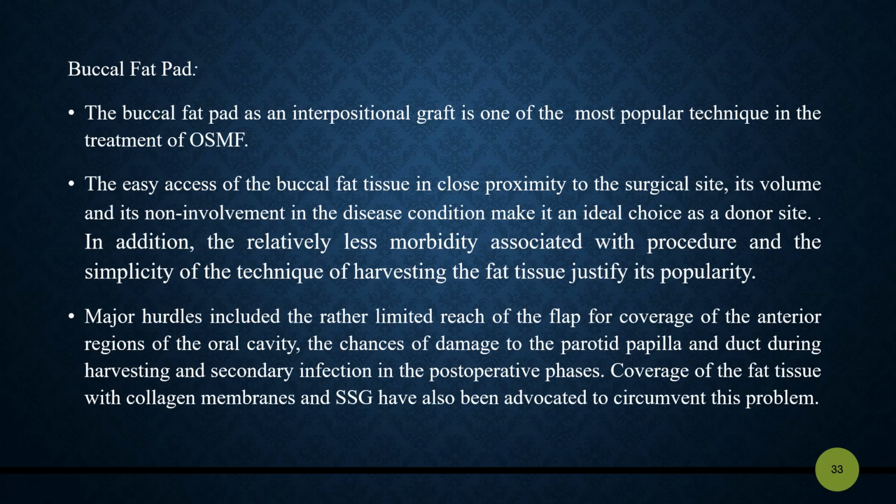Buccal fat pad. Buccal fat pad as an interpositional graft is one of the most popular techniques in the treatment of oral submucous fibrosis. The easy access of the buccal fat tissue in close proximity to the surgical site, its volume, and its non-involvement in the disease condition make it an ideal choice for the donor site. In addition, the relatively less morbidity associated with the procedure and the simplicity of the technique of harvesting the fat tissue justify its popularity. Now, the major hurdles are the limited reach of the flap for coverage of the anterior region of the oral cavity, the chances of damage to the parotid papilla and the duct during harvesting, and secondary infection in the postoperative phase. Coverage of the fat tissue with collagen membrane and split skin grafts has also been advocated so that this problem can be circumvented.